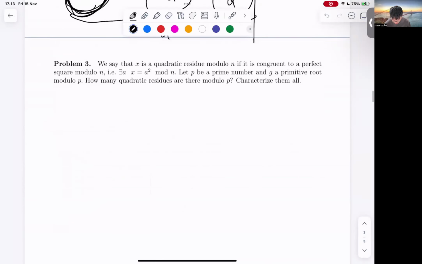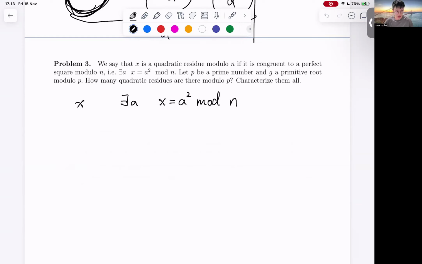So let's move on to problem 3. This is a problem about quadratic residues modulo n. An element x is a quadratic residue if there is an a such that this element can be written as a squared. Now we let p be a prime number and g a primitive root, and we should count how many quadratic residues there are.